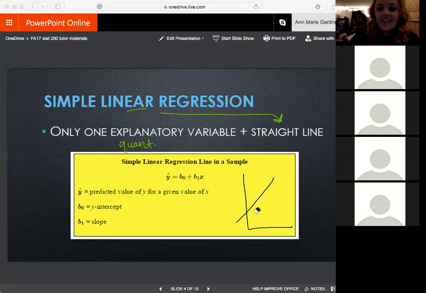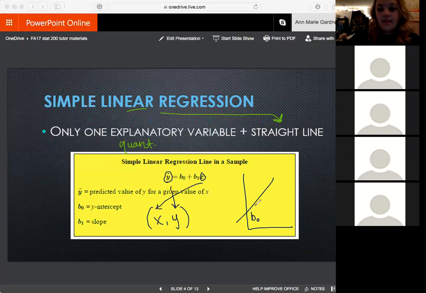This is your y-intercept here. Let me draw this again. It's your b subscript 0. And then your y-hat, this is basically what you're trying to find. These are like, if you were to draw an xy coordinate, that's what these two are showing you here.